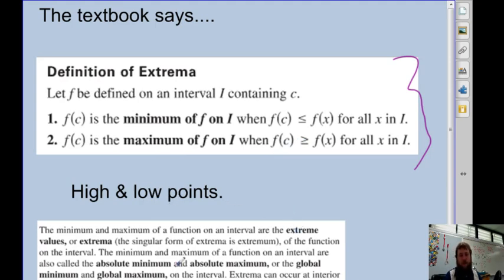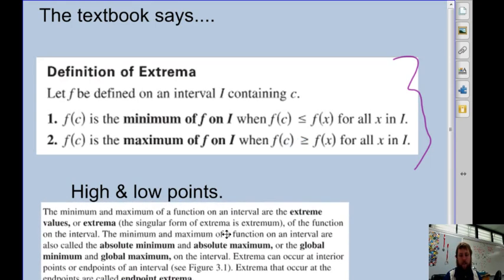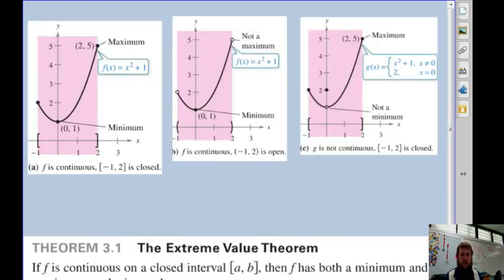And there are different types of extrema down here. We have the absolute minimum, the absolute maximum, global minimums, global maximums, endpoint extrema. So it's the high and the low points, okay? It's the extreme points. We try to find those points because those help us out. So let's look at some functions right here.